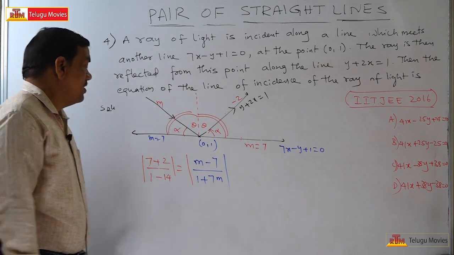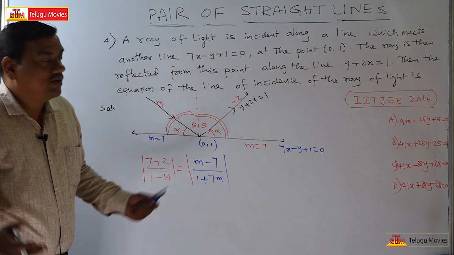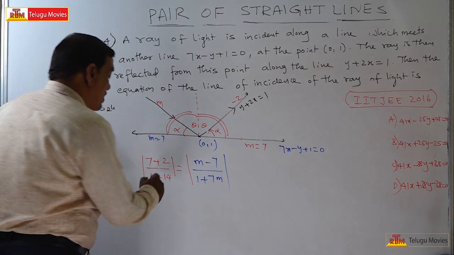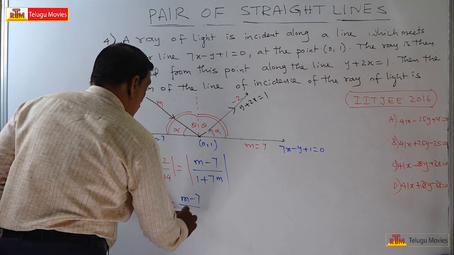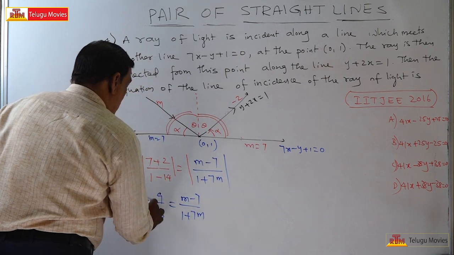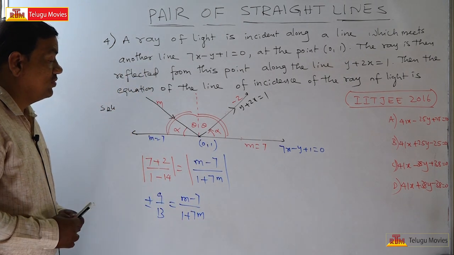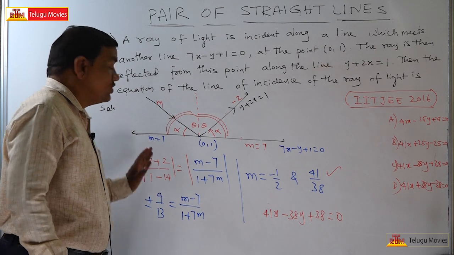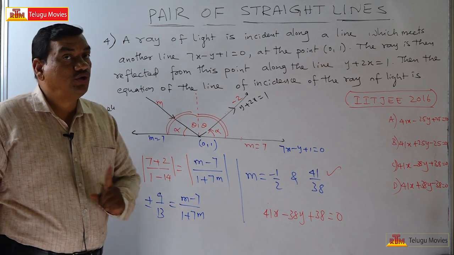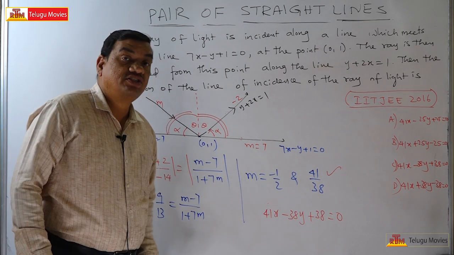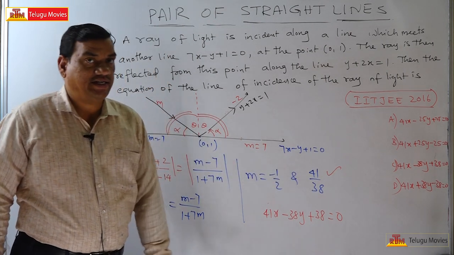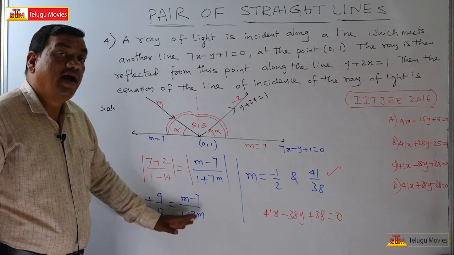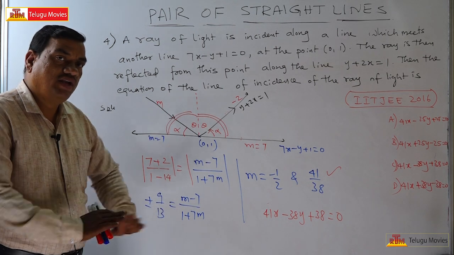So, solving for the m value: 9 by 13 is equal to (m minus 7) by (1 plus 7m). Of course, plus or minus will come. If you solve this equation, you will get the m value as minus 1 by 2 and 41 by 38. You take plus 1 one time and minus 1 one time, and you will get the solution.